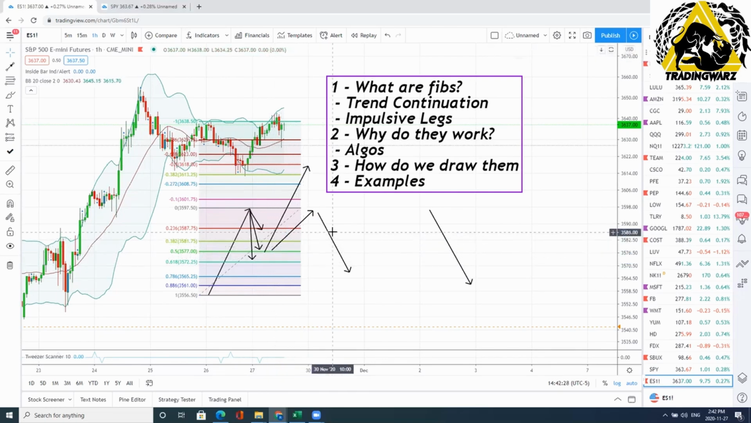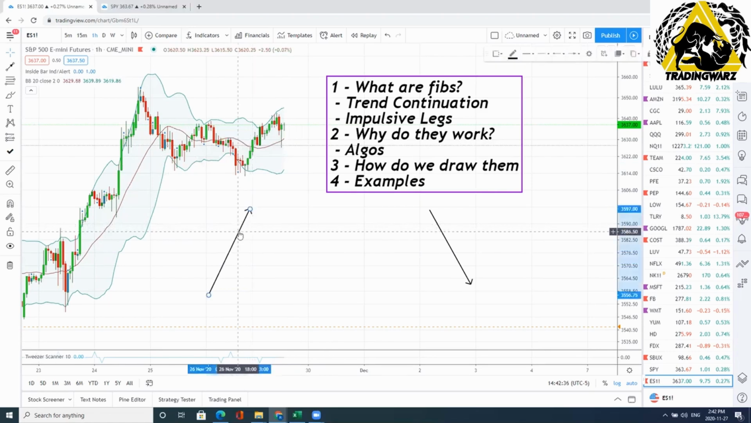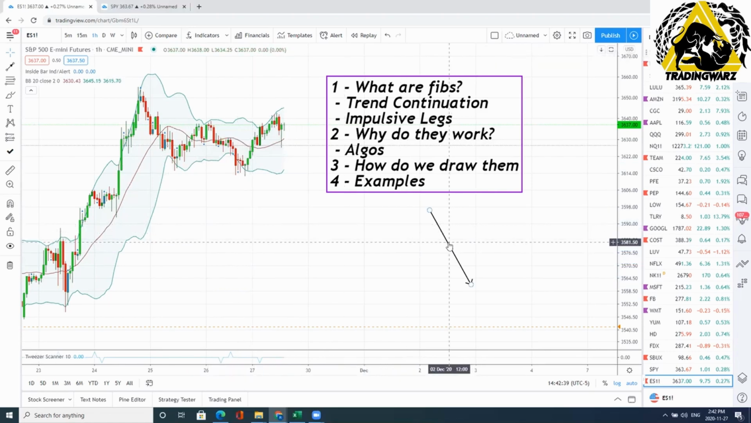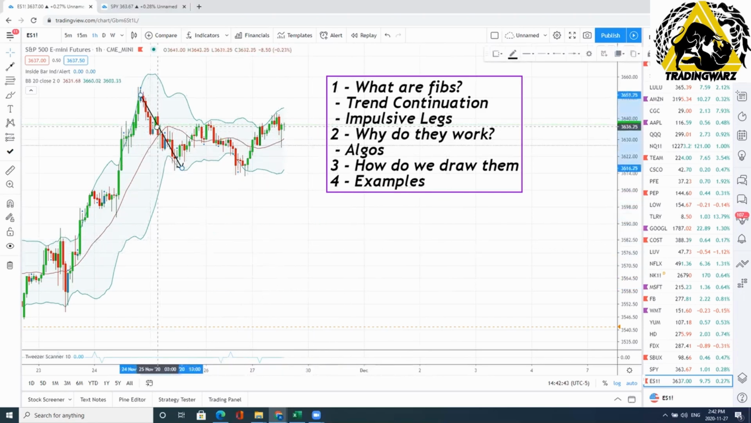Now from the short side, it's exactly the same thing. It's just flipped, right? And I'm going to show you guys a lot of examples in this series to really help you hit the point home. So here's a short. And we can even see it's very similar to this leg here, right?